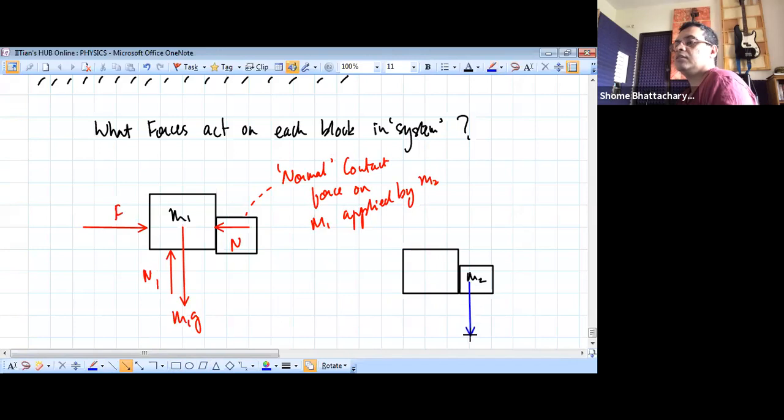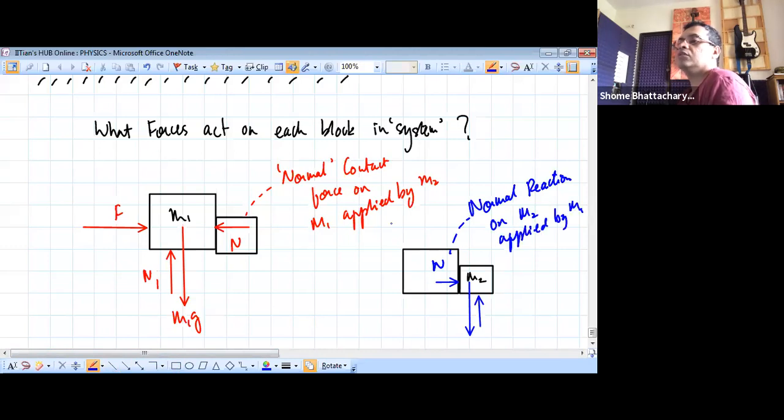You have its weight acting, you have the ground pushing it up with a normal force. And this block, because you are pushing it with F, it's pushing against this with normal force. So this has the same magnitude as this, okay, but this time this is the normal reaction or contact force on M2 applied by M1. So this and this are an action-reaction pair.